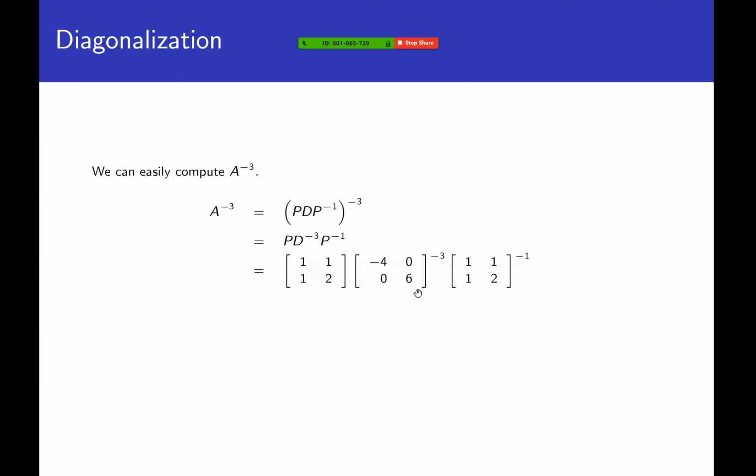Then again, the whole reason why we do this is because it's easy now to do this power. We can take this -3 and just move it to the diagonal entries. And in doing this power, all we have to do is just reciprocate and then take the power. So this gives me -1/64, and this gives me 1/216.